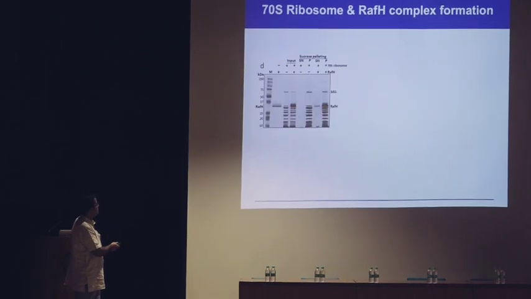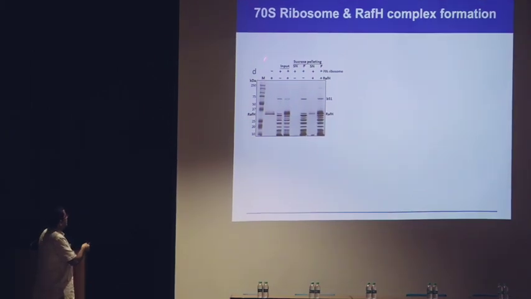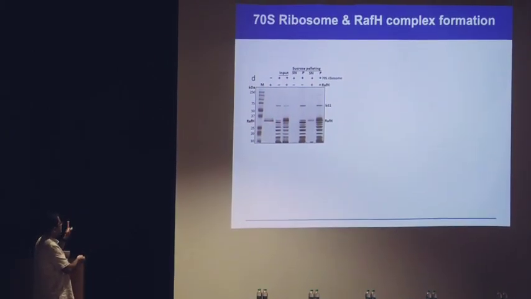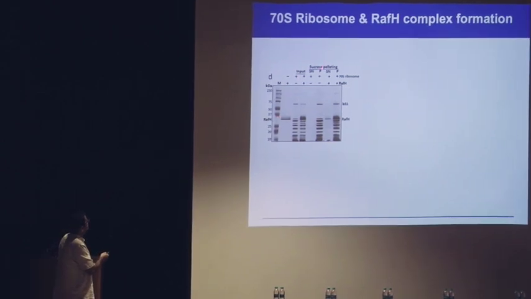Okay. Now, RAFH was purified by affinity and gel filtration chromatography. Then we used a sucrose pelleting assay. That is, you make a complex, put it on a 50% sucrose gradient. If it is bound to ribosome, it will settle down. You will find your RAFH protein with the ribosome. If it doesn't, like here in control, you don't see the intensity of the band.